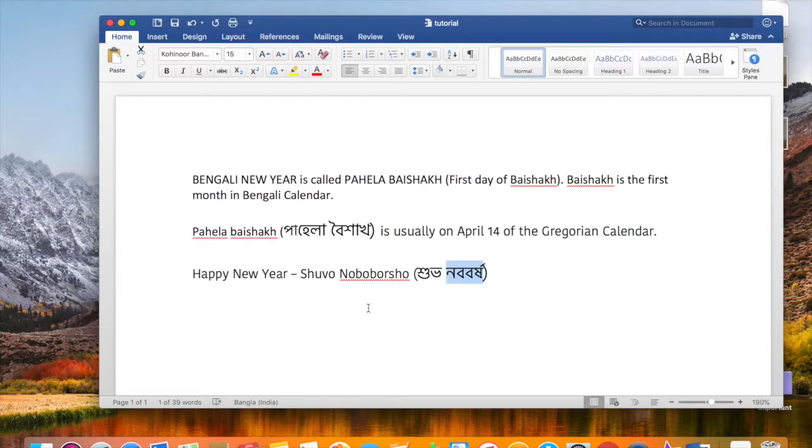Okay, and when is this? It's on the first day of Boishak, which is usually located on April 14th of each year in the Gregorian calendar. Okay, so I hope that makes sense. Once again, let me go over this. Pahela Boishak is usually on April 14th of the Gregorian calendar, and Happy New Year is Shubho Noboborsho in Bengali. Okay, so I hope that this makes sense.